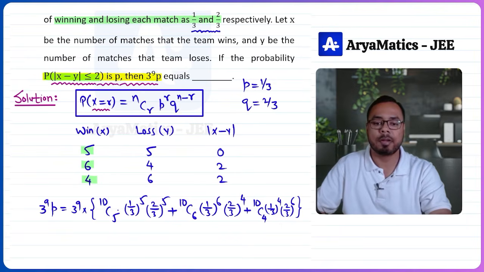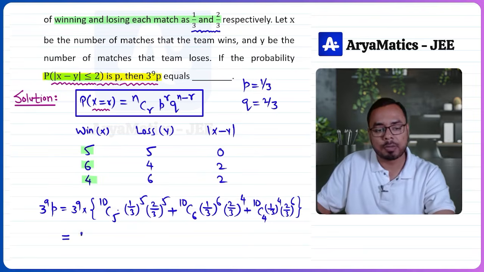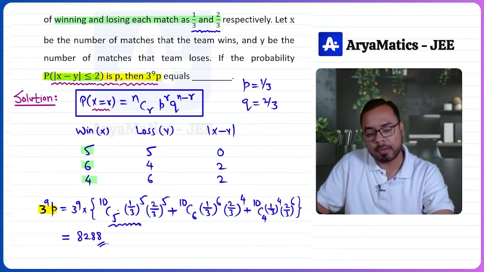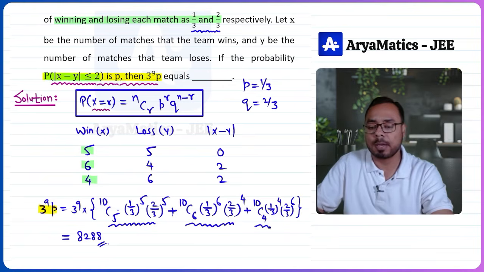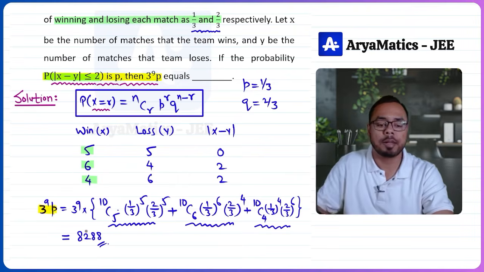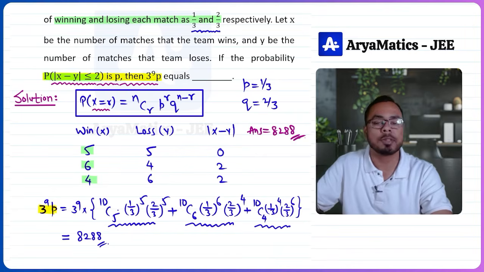So these are the 3 different possibilities. Now calculation you can do on your own. After calculation, you will find that this number is 8288. Remember, we had to find 3 raised to 9 into P, right? So this will be P. This is the probability of 5 win, 5 loss. Second term, 6 win, 4 loss. And the last term, any 4 win, and then remaining 6 losses. After calculation, you will find that the value of this term will be 8288, and therefore that will be the correct answer for this problem.